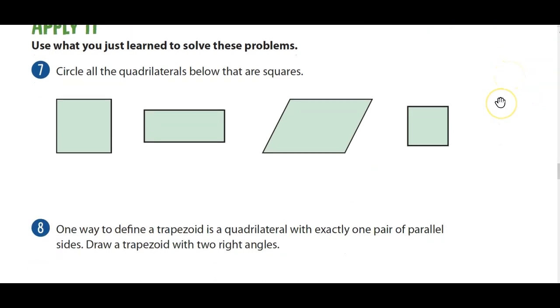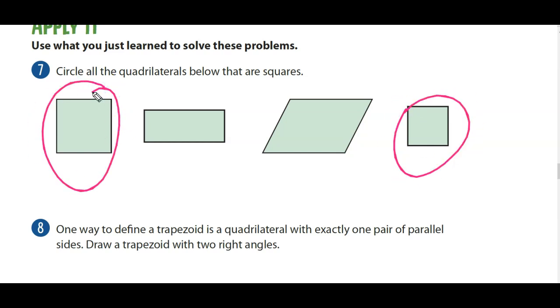Circle all the quadrilaterals below that are squares. That would be one, and this one would be one. The square, again, basically has all four sides the same length. This is not, and this isn't.